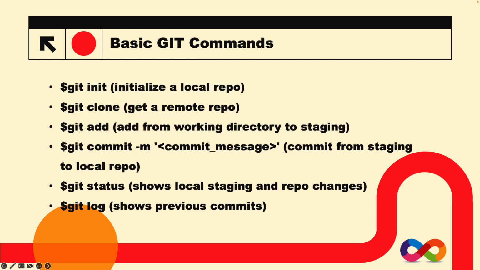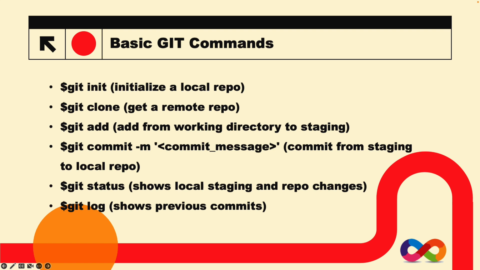Let's start with basic Git commands. First of all, you need to install Git from git-scm.com, whether you're on Windows or Mac. Next, you need to initialize a local repository or a local folder. So you go in there using Git Bash or command line and issue this command, git init, so that this repository now is Git enabled. Or you can actually clone a repository from GitHub or a remote repository using the git clone command.